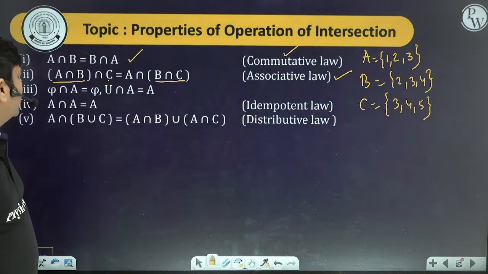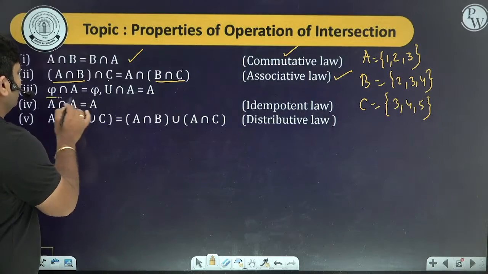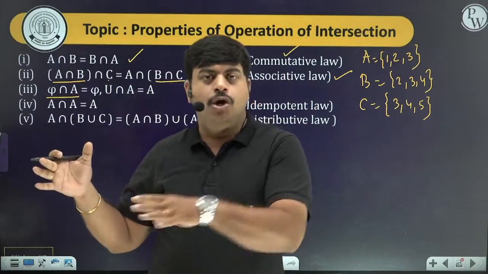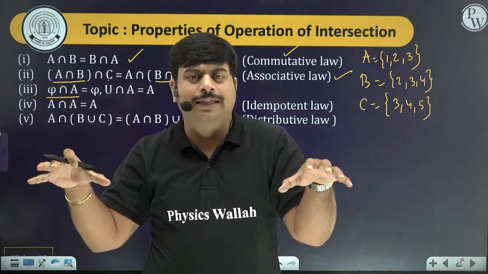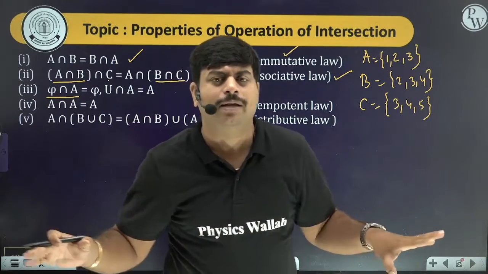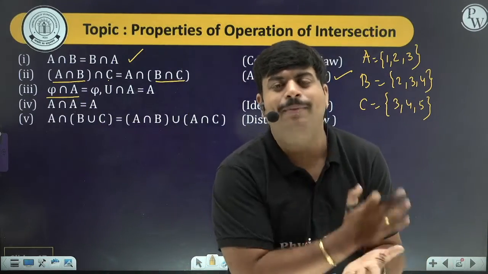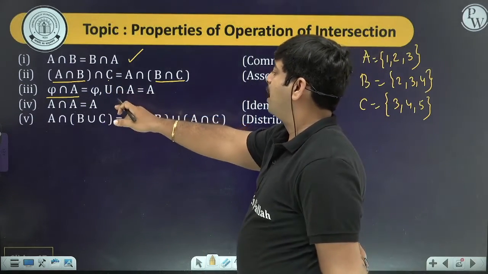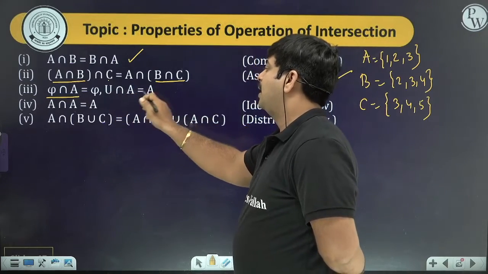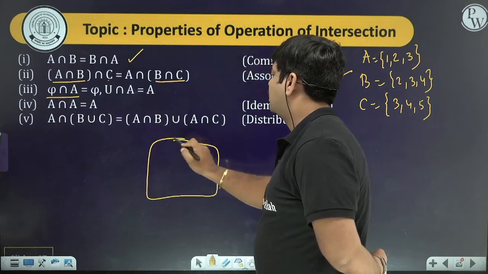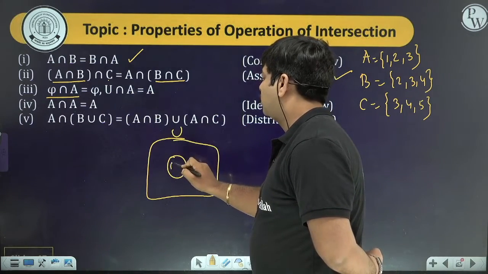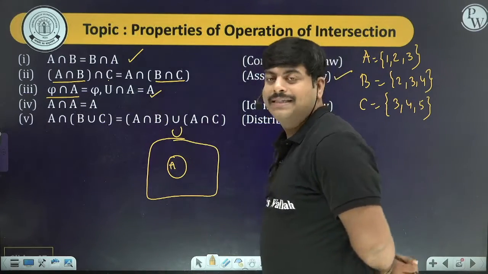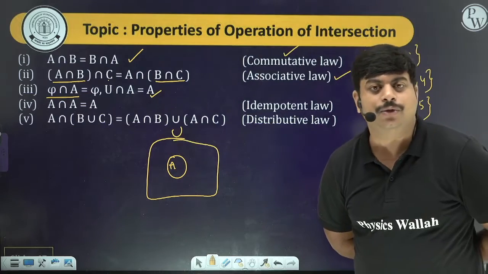Okay. So next one, phi intersection A. What do you mean by that? Phi is an empty set, which means it has no elements, and we have a set A. What is the common thing between these two? Definitely no common elements will come, because on the other side we have an empty set. So how can you have common elements? So phi intersection A will be phi, and universal set intersection A is A. Let us represent this complete thing as the universal set. Inside that we have a small set A. So what is common between these two? The common elements between these two will be the set A.